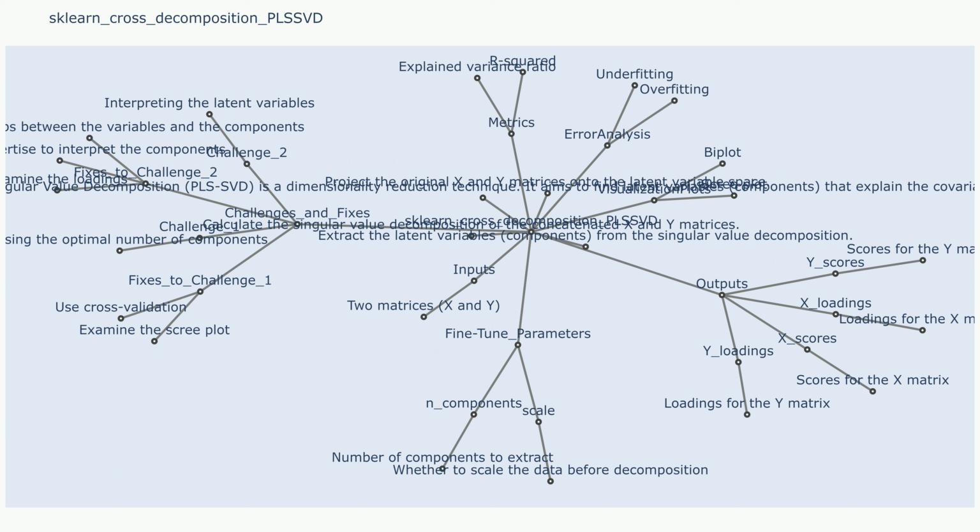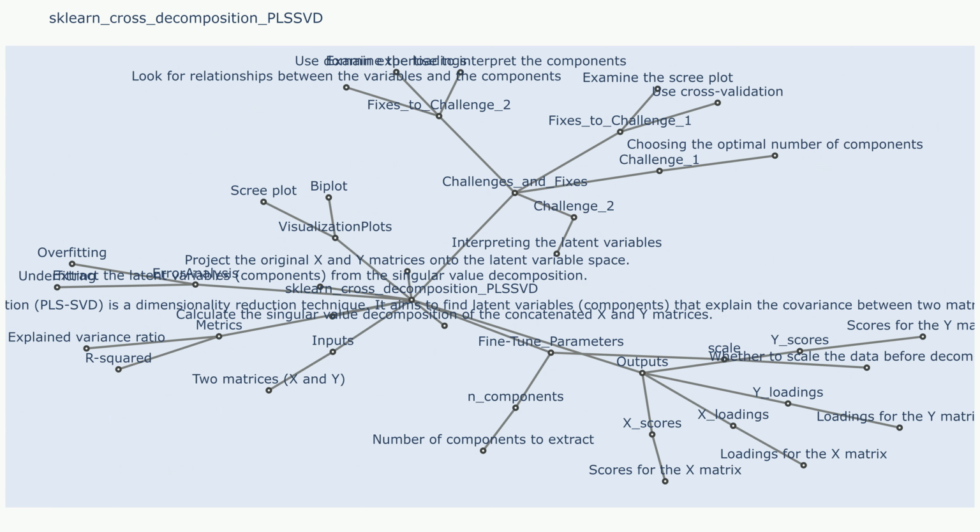N samples, N components. X loadings, the weights for each predictor variable in the X data that contribute to the latent variables. N features X, N components. Y loadings, the weights for each response variable in the Y data that contribute to the latent variables. N features Y, N components.